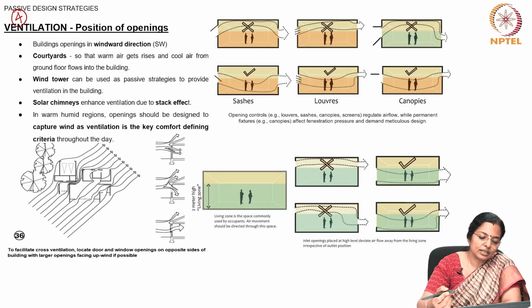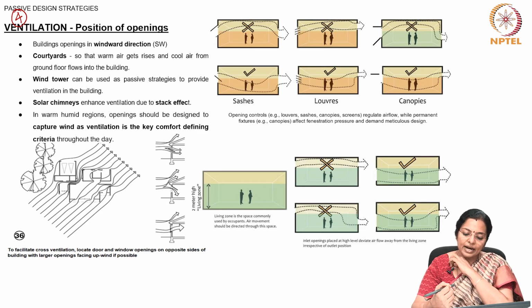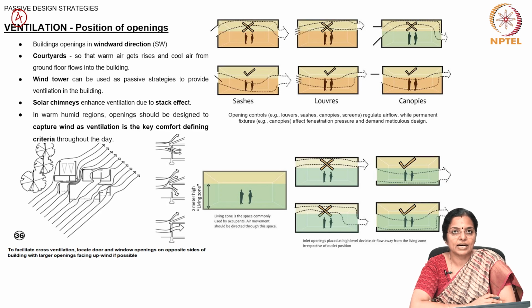When it comes to ventilation and position of openings, building openings must be towards the windward side. Normally, because it's a coastal place, in places like Chennai, the direction is south and southeast. Courtyards can be provided so that warm air gets risen and cool air from ground floor flows into the building. Wind tower can be used as a passive strategy to provide ventilation. Solar chimneys enhance ventilation because of the stack effect. In warm, humid regions, openings should be designed to capture wind as ventilation is the key comfort defining criteria throughout the day in this climate.